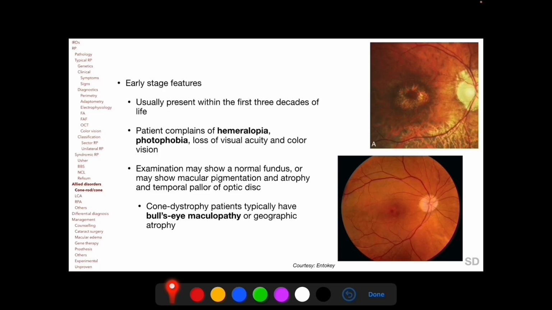The macular pigmentation and atrophy in cone dystrophy patients typically have a bullseye maculopathy pattern with a ring of RPE atrophy surrounding the foveal center, or the macular atrophy can be in the form of geographic atrophy involving the foveal center itself. Hemeralopia and bullseye maculopathy in patients with cone or cone rod dystrophy are important to remember.